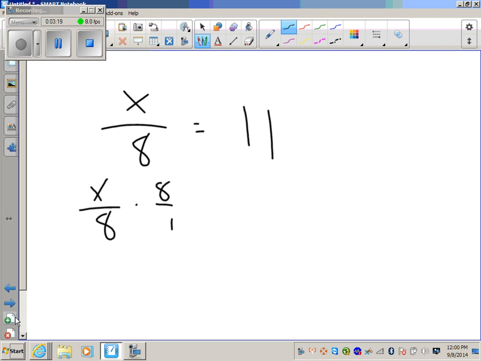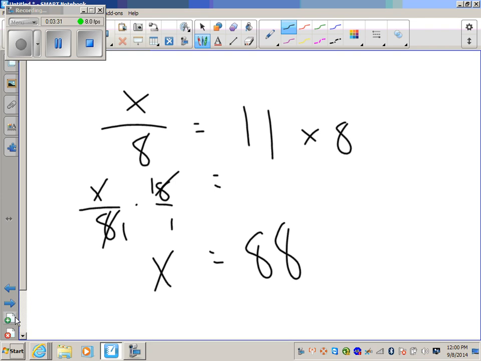Anything in common? 8 and 8? 1. X times 1 over 1 is x. And then the 11 times the 8? 88. Is 88 divided by 8 11? Very good.